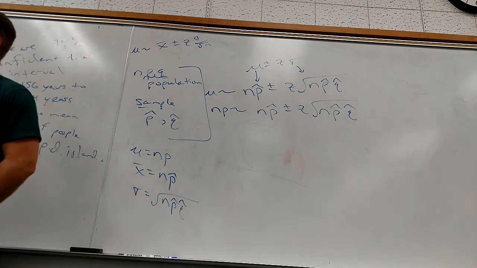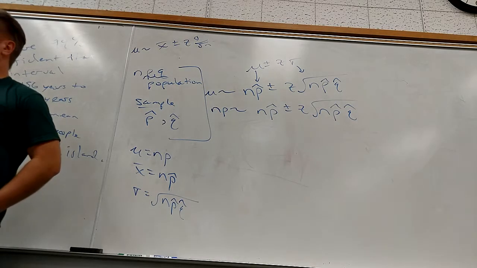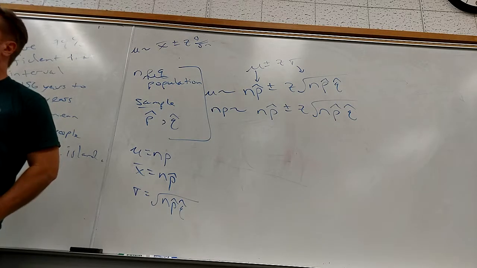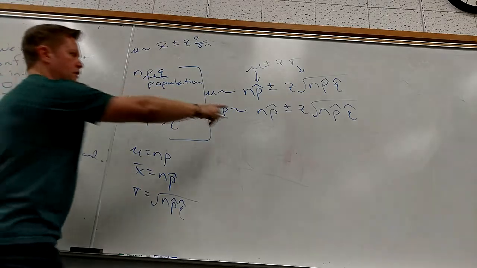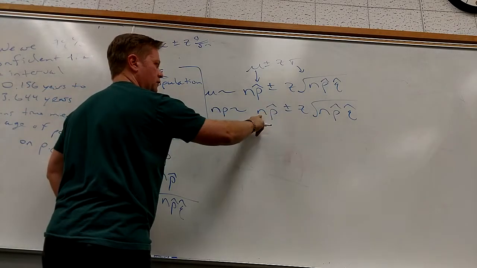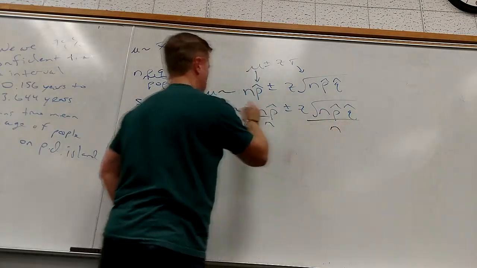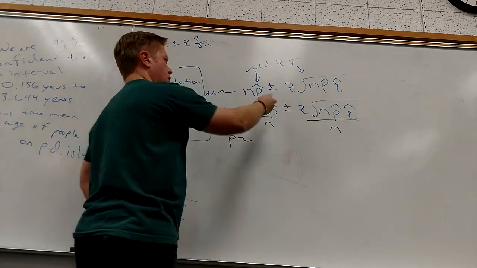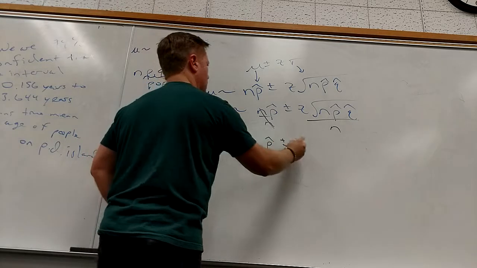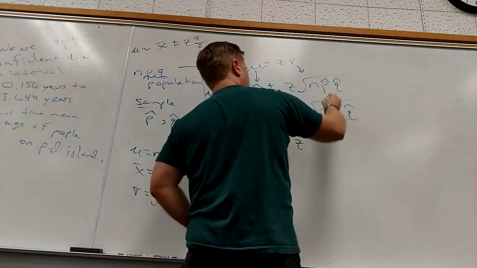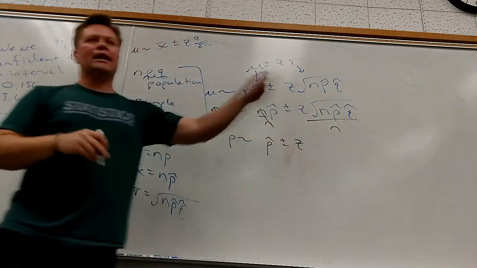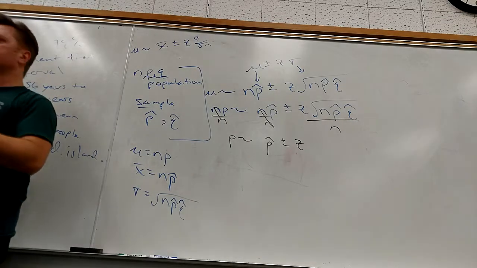So if I want just percentages, what do I need to get rid of? What's the extra piece in there? I just want a percentage, not a count, so I just got to get rid of n. So we divide everything by n. So now the percentage is caught by p hat plus or minus. Now look here, I can clean that up a little bit. Can the n's cancel?